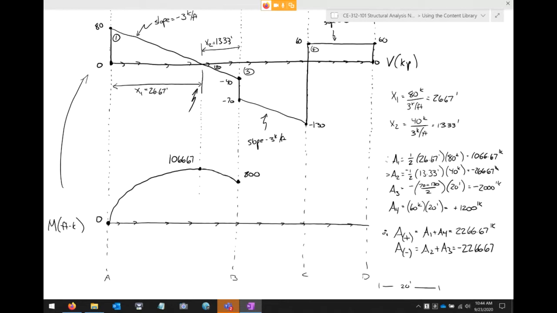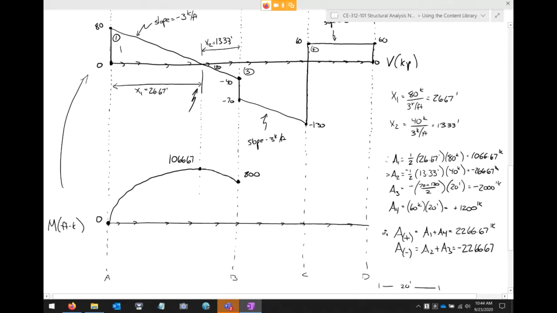Now, what happens from B to C? Well, first off, from B to C, we have a lot of negative area. So we're going to be dropping down. How much are we going to drop down? If we're at 800, at point C, what are we going to be at? Negative 1200. That's right, because our area is minus 2000.